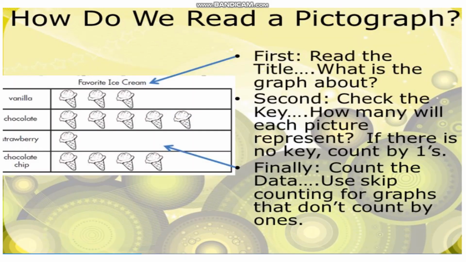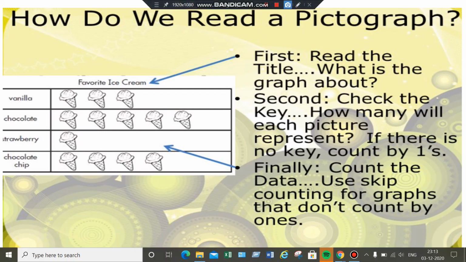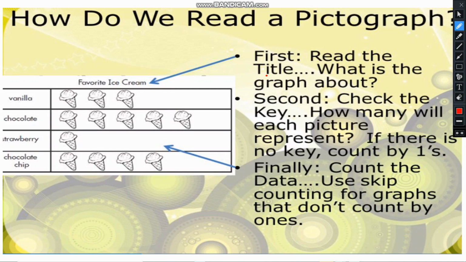Now moving further, let us see this example of a pictograph. Now how do we read a pictograph? First, what we have to do is read its title. First we look at the title to see what this pictograph is about. So over here it is written, favorite ice cream. So this pictograph is giving you the information about the favorite ice cream.